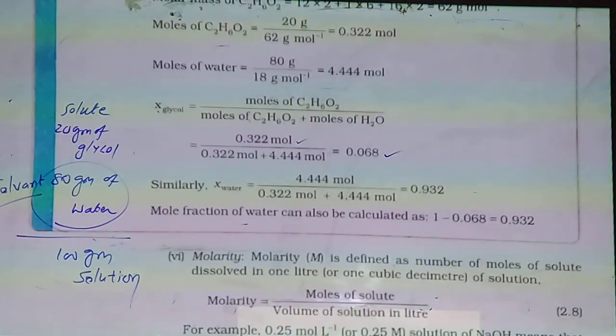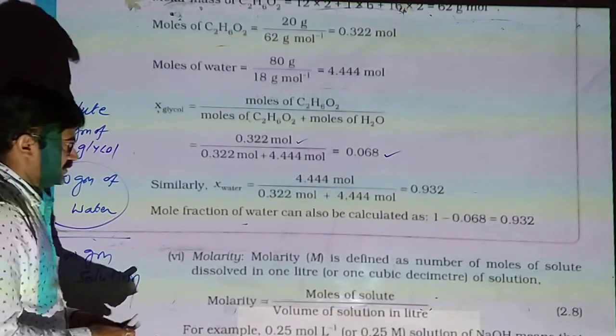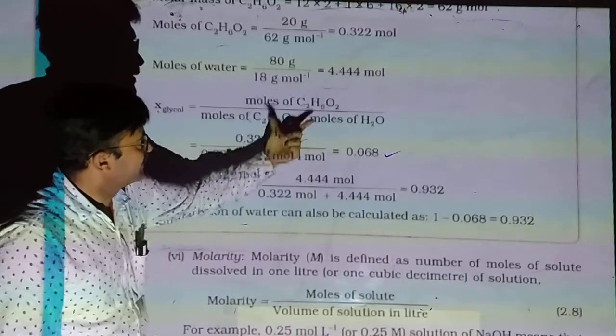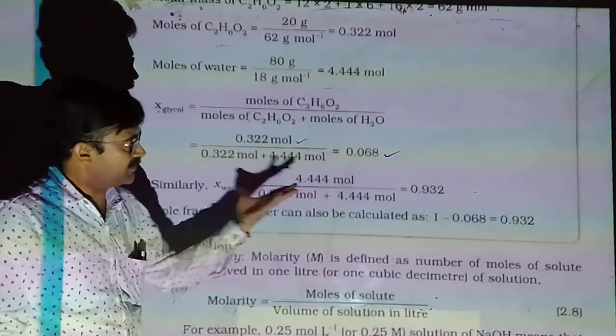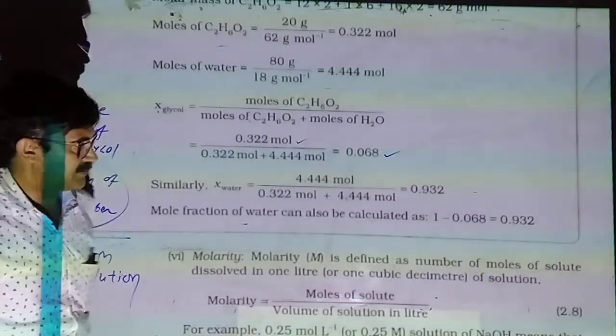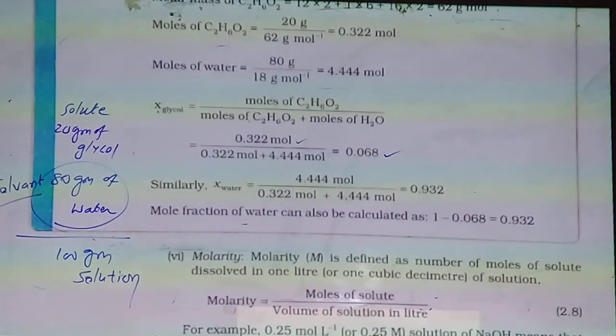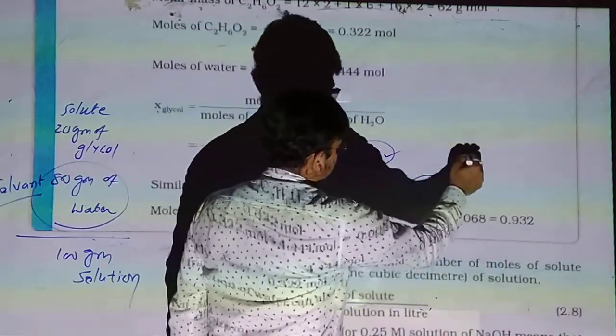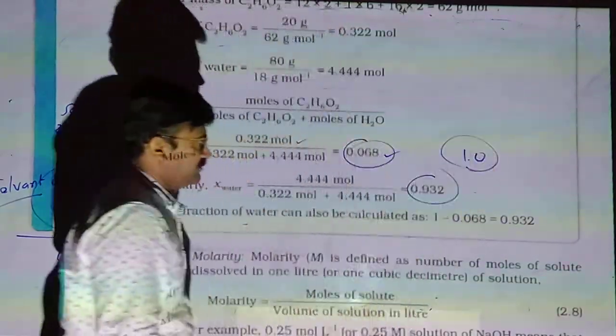Similarly, the mole fraction of water. So mole of water divided by total number of moles of the solution, of the solute and solvent. So 0.932. Here you can see the total of both components' mole fractions should be unity, should be 1.